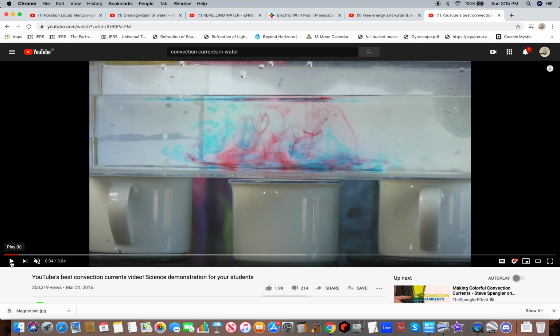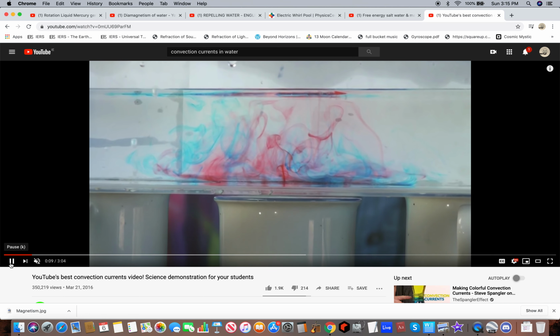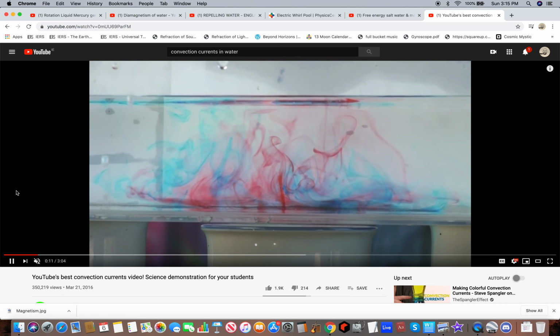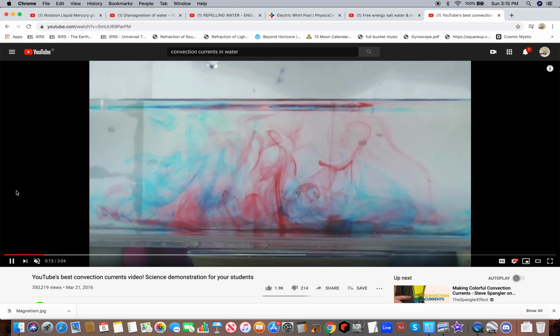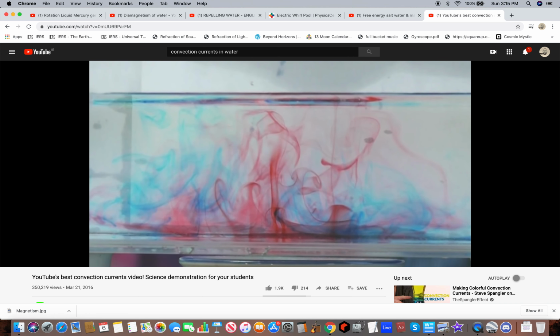So this is showing convection here. This person has 3 mugs, and the one in the middle has hot water in it. You're going to watch what happens. And they have food dye put into this container here. So watch what happens here. You're going to see it move around. The heat is causing convection. So there's a replacement going on.